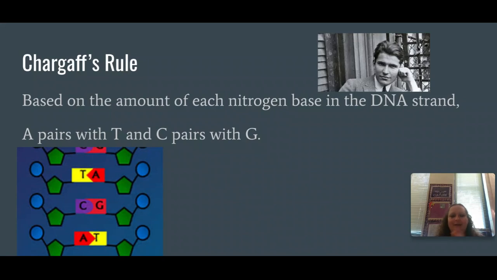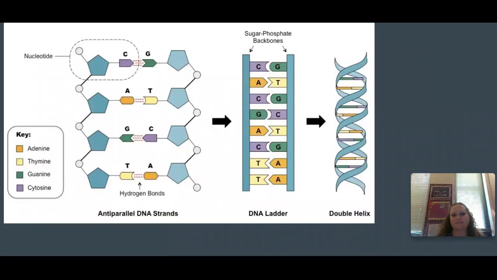So what does that mean? It just simply put means A pairs with T and C pairs with G. And we're going to see that every single time. And so Chargaff was able to figure this out. And this is actually going to lead us to a better understanding of how DNA functions.